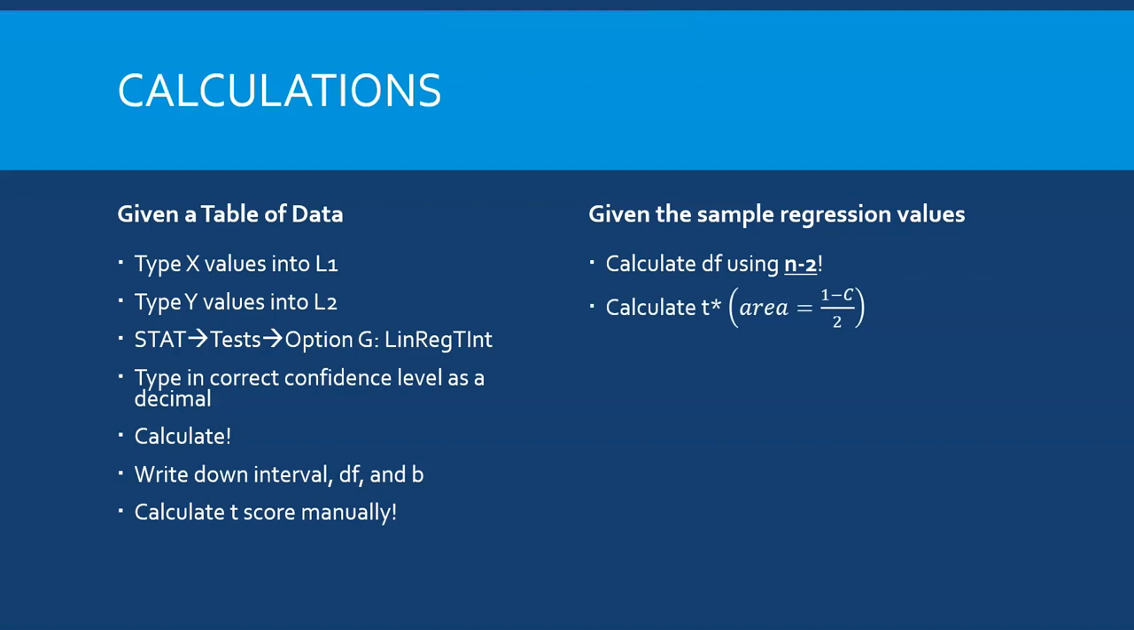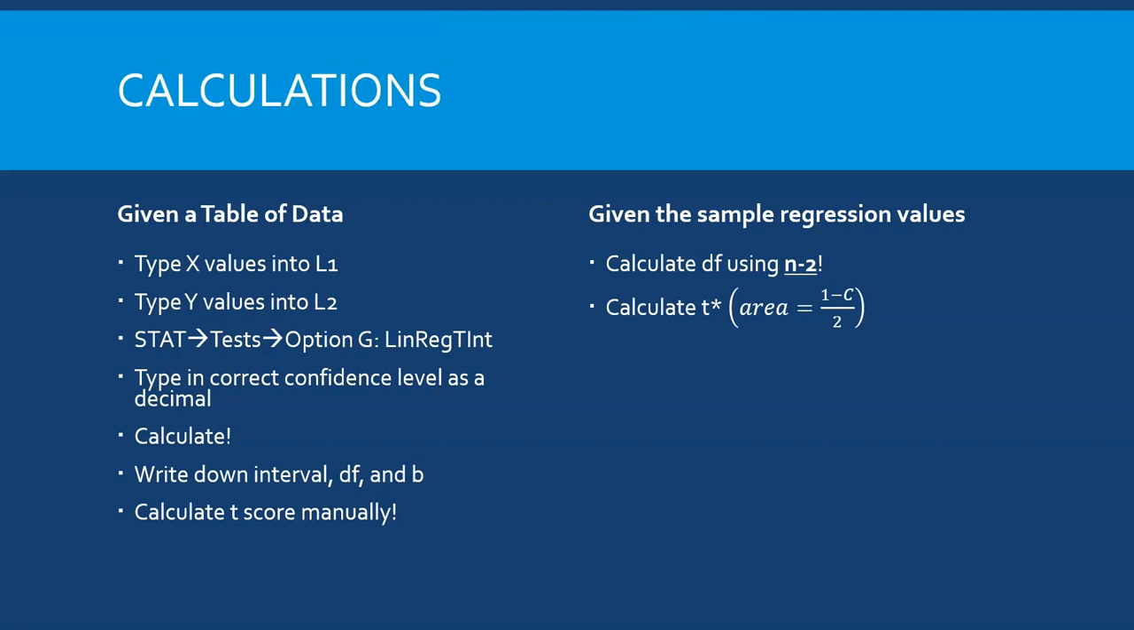To calculate your t-star, okay, that's your critical value. Remember, you input it into inverse t, okay, and we will do that on the example here in a minute. Inverse t, degrees of freedom n-2. For your area, you do 1 minus your confidence level divided by 2, okay? We have done that before. It has just been a minute, okay? But you have to calculate that by hand.